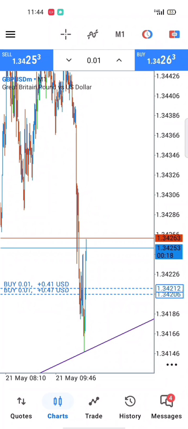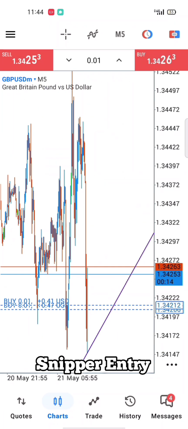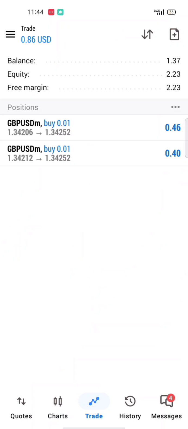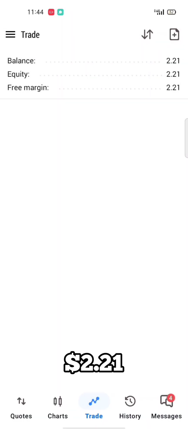So guys, the trade is currently buying massively at this very point. You can see on a sniper entry at this point. And currently I'm closing out trades in profit at this point. Closed up position at this very point. Currently we're up $2.21 at this very point.